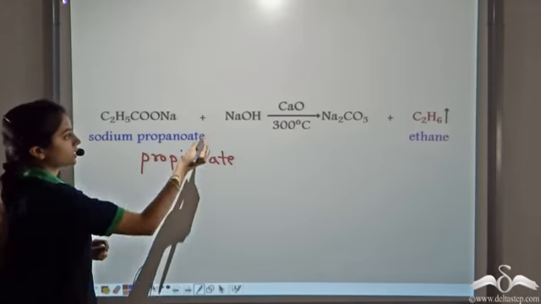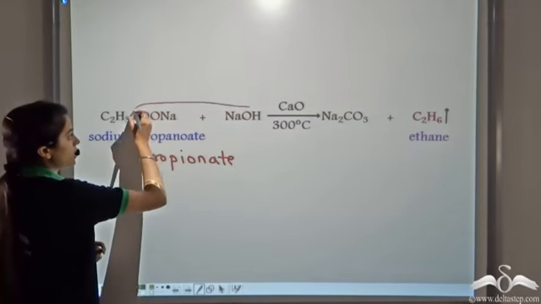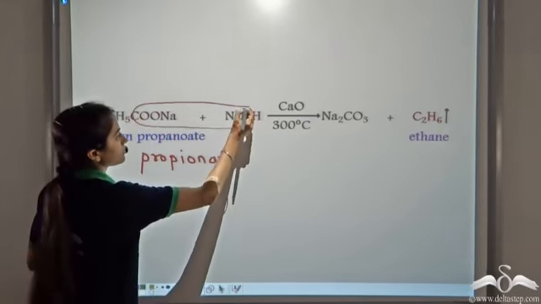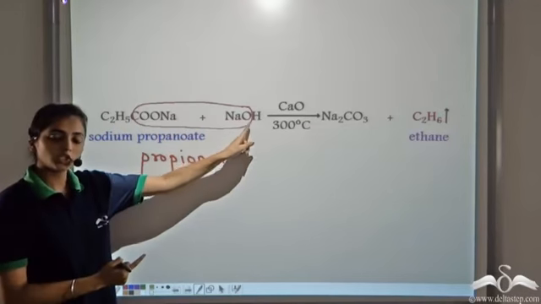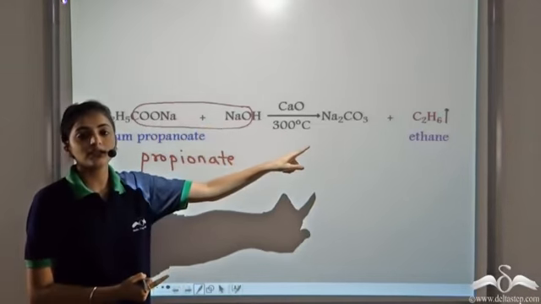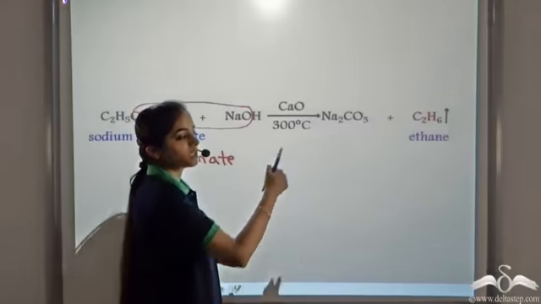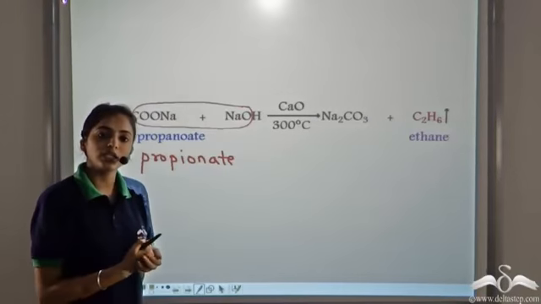So again, Na2CO3 separates out and we get the gas. When C2H5 reacts with H, we get C2H6. That is, ethane gas is evolved. The upward pointing arrow shows that the gas is released.